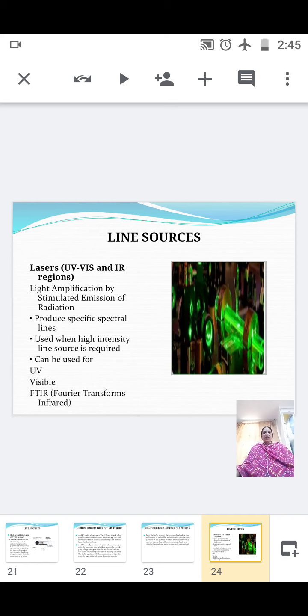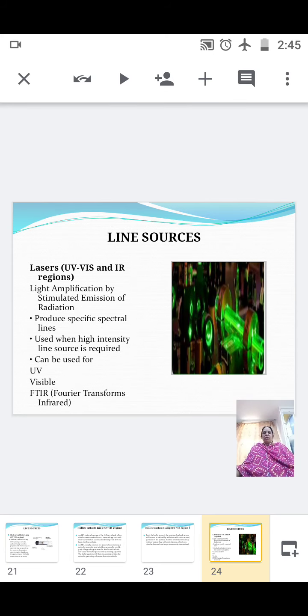Then coming to the next one, the different types of line sources. What are the line sources? We have already discussed them earlier. Line sources emit only a few discrete wavelengths of light, and the intensity is a function of wavelength. They are used in molecular, atomic and Raman spectroscopy.